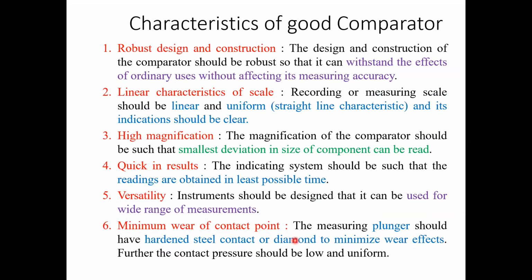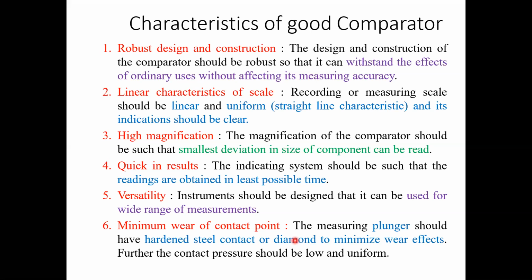Linear characteristics of a scale. It should have a linear and uniform scale, that is a straight line characteristic, and its indications should be clear on the scale. The lines should be very clear. Higher magnification: in order to show the smaller variation, higher magnification is required. The magnification of the comparator should be such that the smallest deviation in the size of the component can be read.